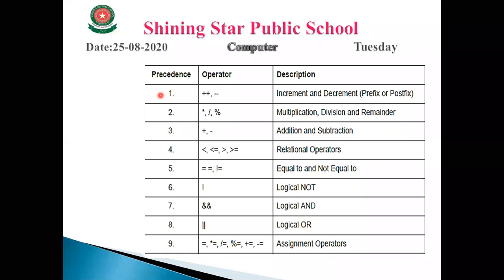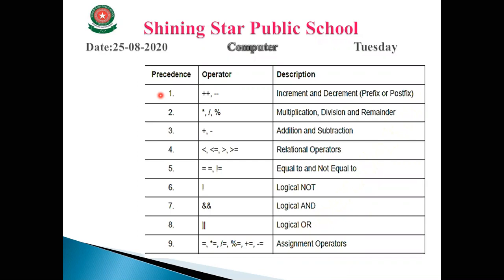When we solve plus and minus, on the fourth step, if we have relational operators, meaning less than, greater than, less than or equal to, greater than or equal to, then we solve these relational operators. After these, our next priority is to solve equal to.